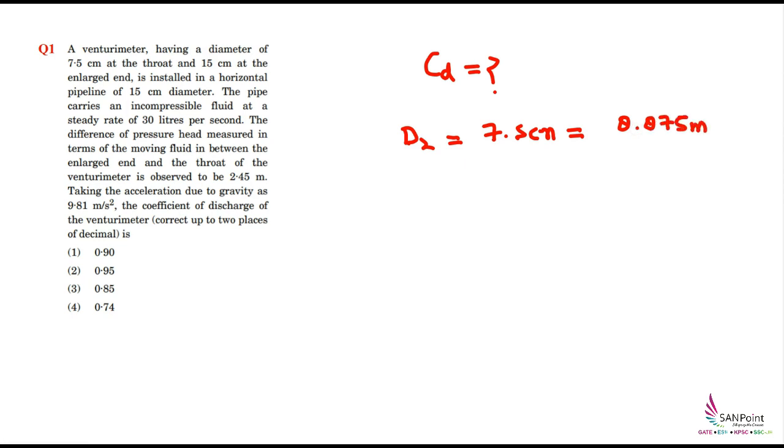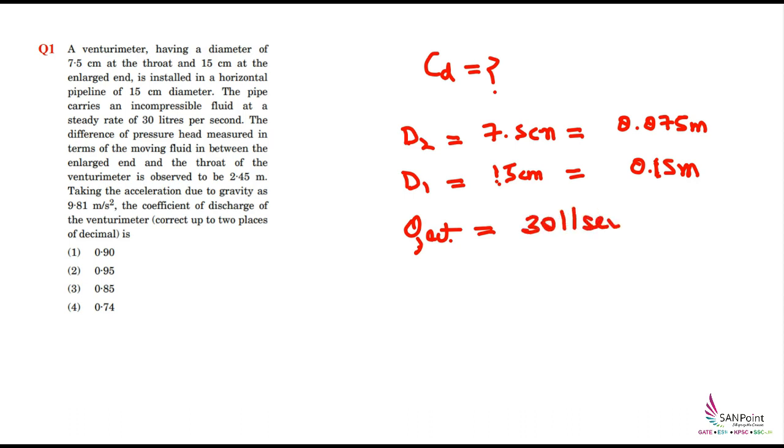Similarly, the diameter of the pipe is also known. So diameter is D1, which is given as 15 centimeter. So this 15 centimeter, again I can convert it into meter, 0.15 meter. This is the diameter. The next thing is the actual value of discharge, which can be computed using the Venturi meter, that is given as 30 liter per second. This value is also given.